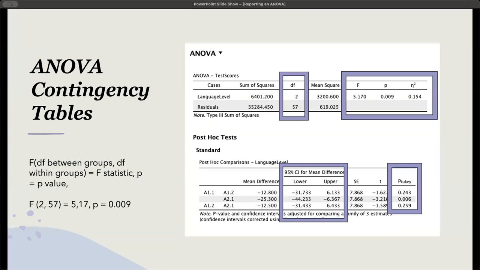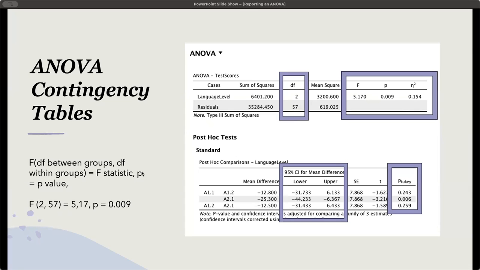So how do we write up the ANOVA then? Now, if we look back at JASP, we can see that the ANOVA is, when we get the contingency tables here, we're going to get the degrees of freedom with the cases. And this is going to be first, the between groups is number 2, and the within groups is number 57 here. And then we will also need the F statistic, followed by the p-value, and then we've got eta squared, which is our effect size.